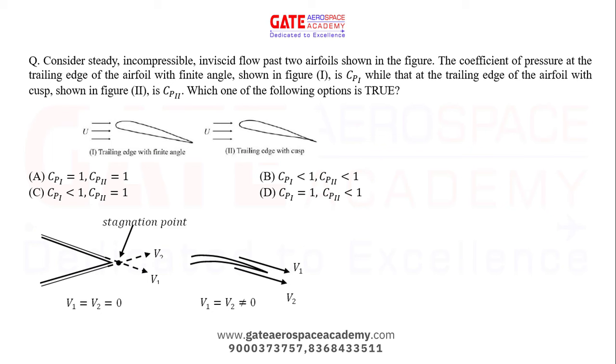So what is the formula for Cp for incompressible flow? Cp is equal to 1 minus small u square divided by capital U square, right? So for case 1, small u, the local velocity at the trailing edge, is 0. So we can substitute 1 minus 0 divided by capital U square, where capital U is the free stream velocity. So Cp will be 1, right? But for case 2, the local velocity is not equal to 0, so Cp will be less than 1.